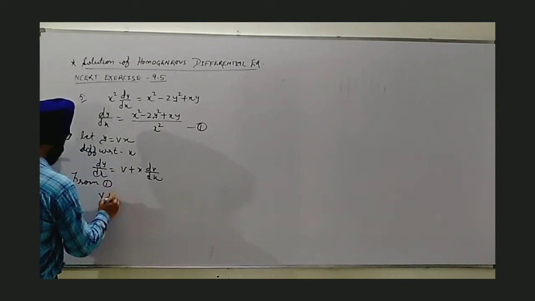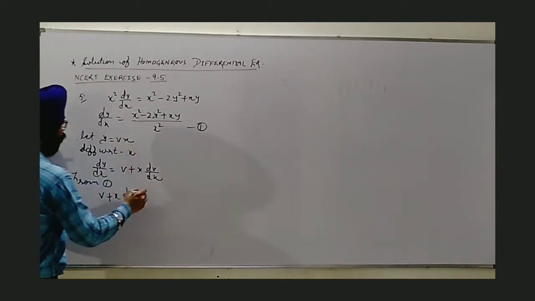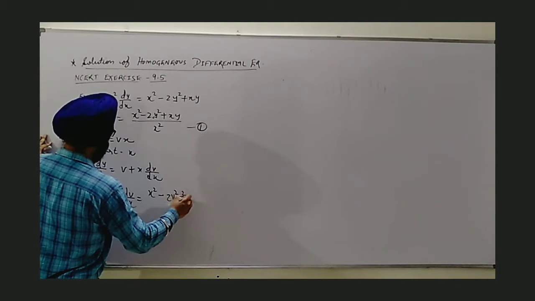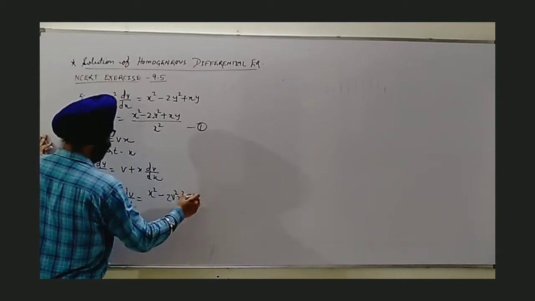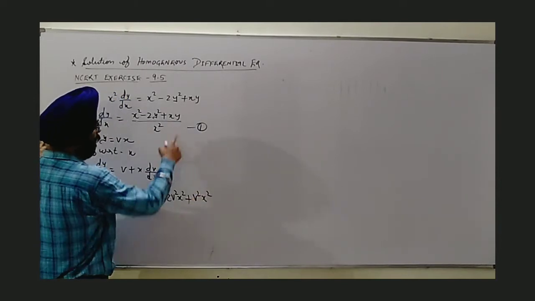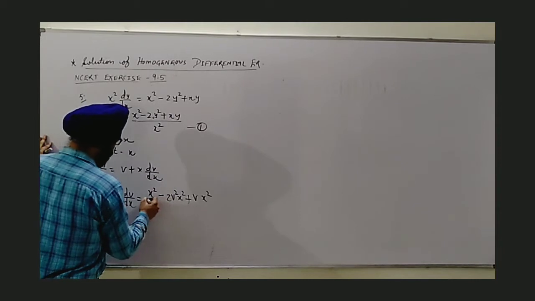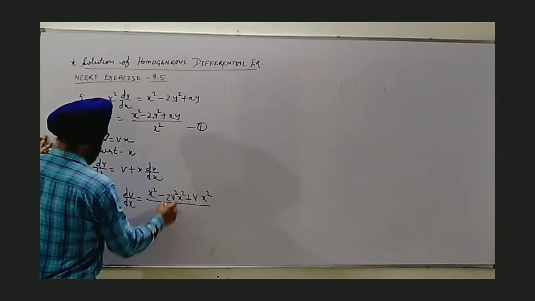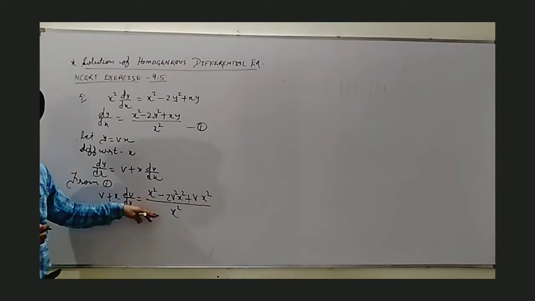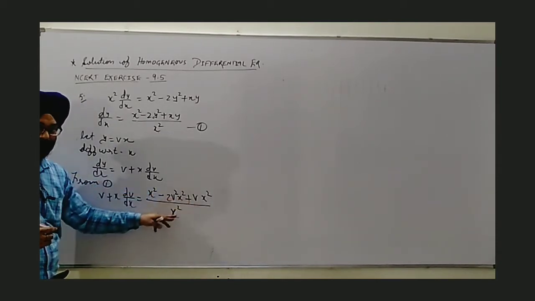We find v plus x dv by dx equal to (x square minus twice v square x square plus v x square)... as I replace y by vx, this will be v x square. In the denominator, x square as it is. Now you can see whenever we are putting the value of y as vx, in numerator and denominator there is a cancellation of all terms of x.